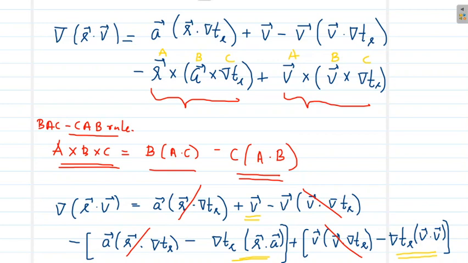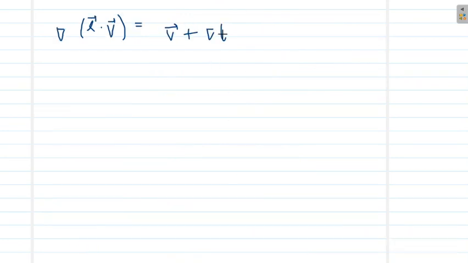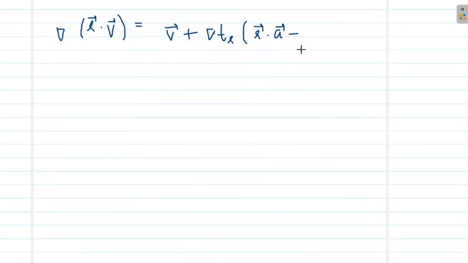So let us rewrite the equation for del of r bar dot v bar. Del of r bar dot v bar is equal to v bar plus del tr into r bar dot a bar minus v bar dot v bar. You know, v bar dot v bar is just v square, so it is v square. So this is the expression for del of r bar dot v bar.